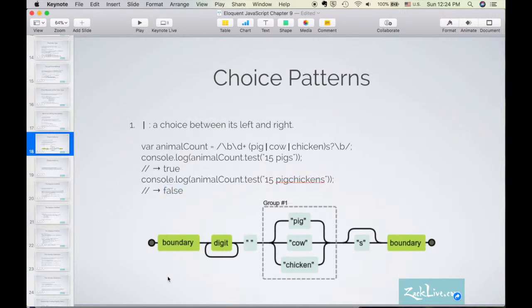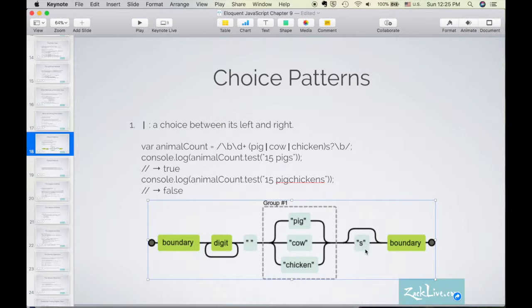Here is a diagram from the book, which shows how the matching works. So we start with the boundary, right? The boundary here. And then we are looking for digits. There can be more than one, so we have a circle here. And then a space. So parenthesis indicates a group. Within this group, there are three paths. Any of them leads to the next step.